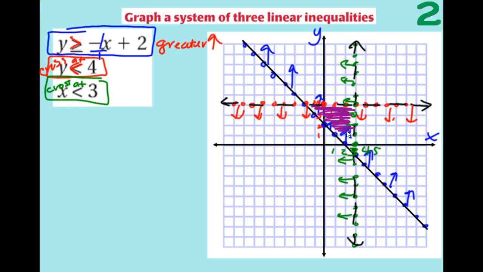So this section is what you would color in, or you can use 3 different colors and see where they overlap. Some of them look close, like for example here we have blue and green but not red, here we have red and green but not blue, and here we have red and blue but not green. So these 3 were close, but this is really where they overlapped.